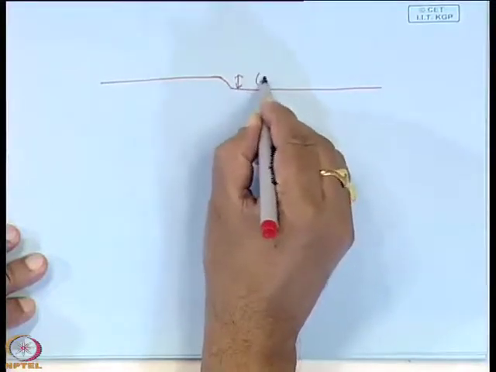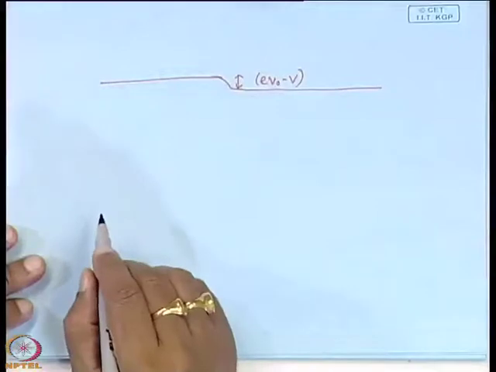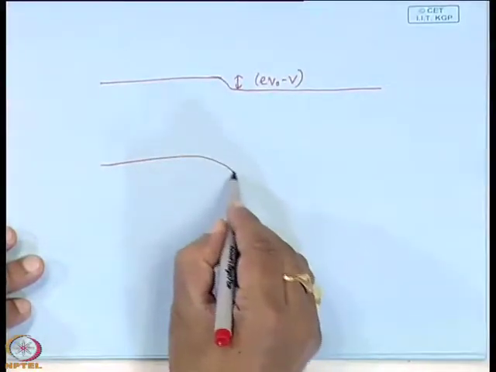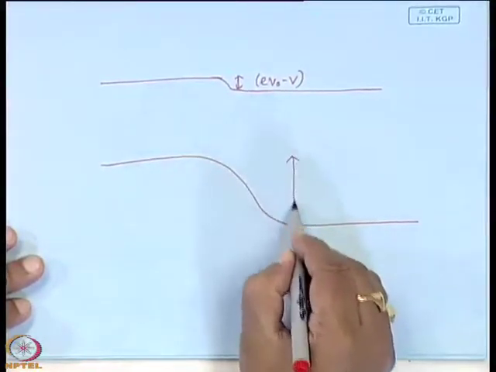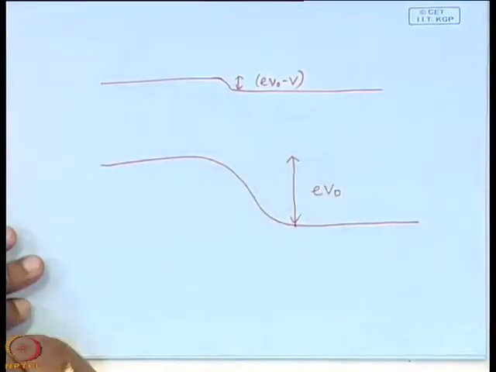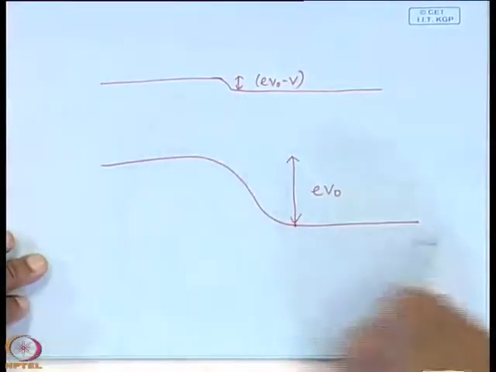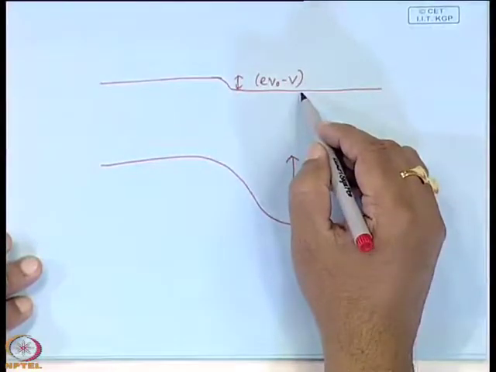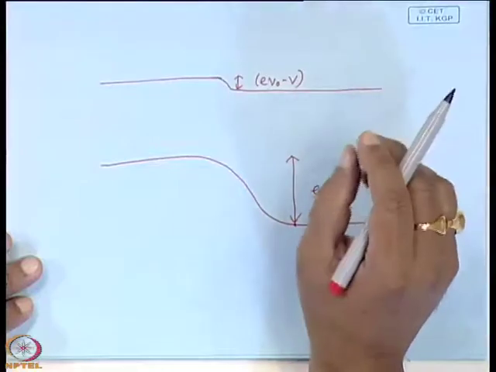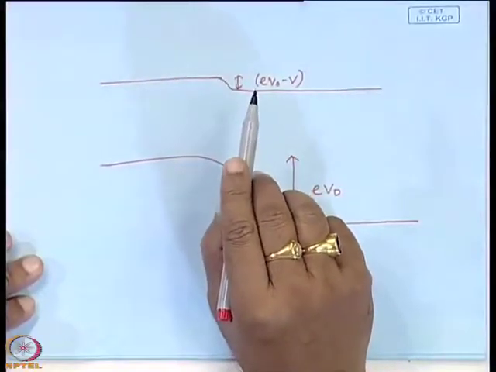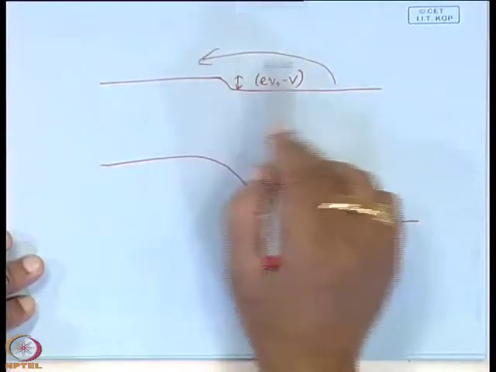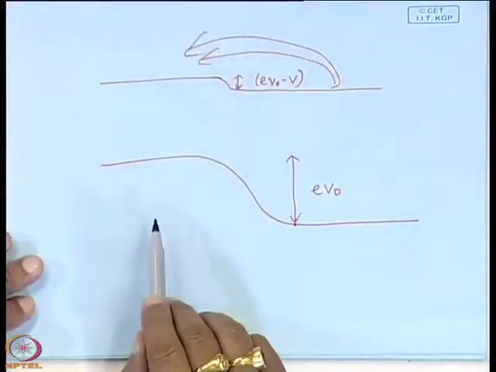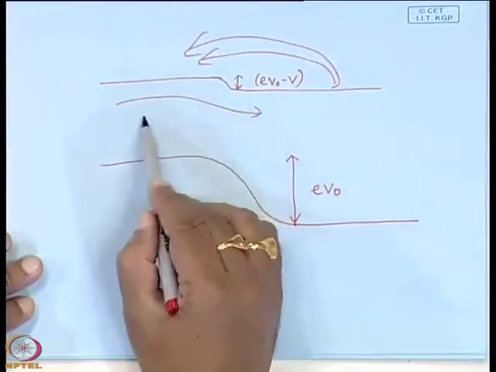This is E V0 minus V. Earlier it was like this. Earlier it was E V0. Okay. Earlier it was E V0. Now it is E V0 minus V. That means now the electrons will be able to surmount the barrier and there will be movement of electrons from this side to that side, and similarly the holes from this side to that side.